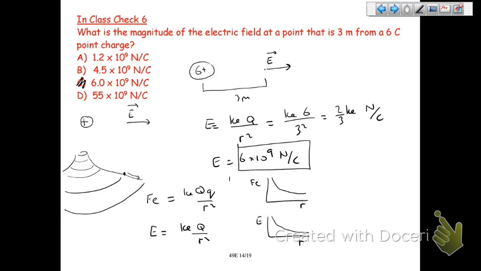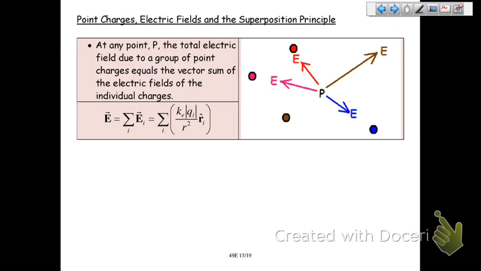So what we just discussed was basically comparing and contrasting these equations, and how important it is to compare and contrast them. They're both inverse square relationships. The force depends upon both charges, the mother charge and the child charge, and the electric field only depends upon the mother charge. But they're both inverse square relationships.